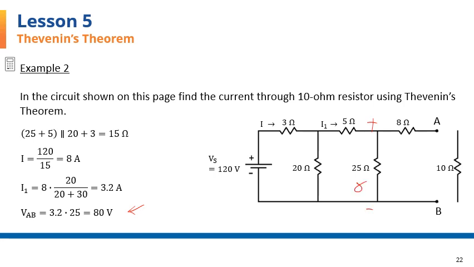Just like the way I reasoned in the previous example, that same 80 volts shows up between A and B, points A and B, plus or minus 80 volts. So that means that we already have our Thevenin equivalent voltage, which is 80 volts.